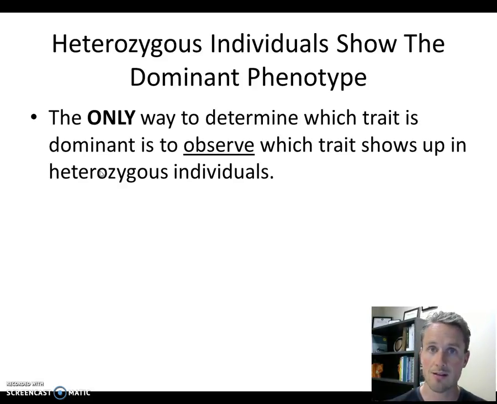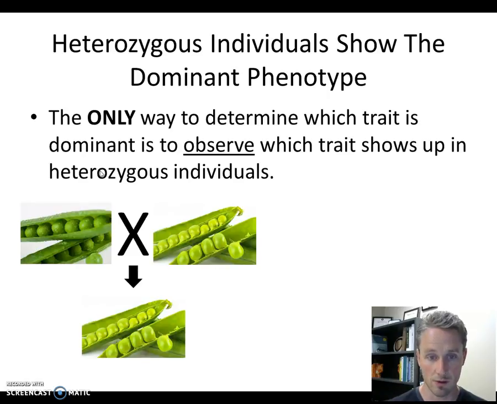Do they have yellow seeds or green seeds? If the heterozygous individual, the individual containing both of the different alleles, has yellow seeds, we know the yellow seed is dominant. So let's look at our example again. Mendel took green seed plants, mated them to yellow seeded plants, and got out all yellow seeded progeny. So again, we can use symbols to represent that. Since we got out all yellow seed progeny, we know yellow is dominant.